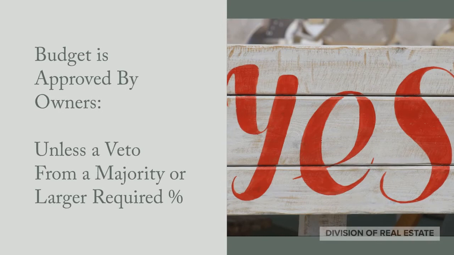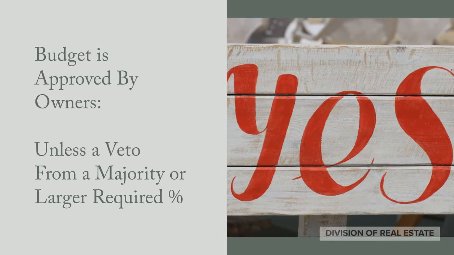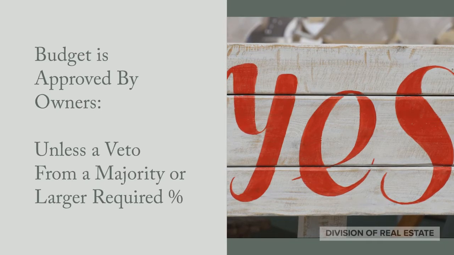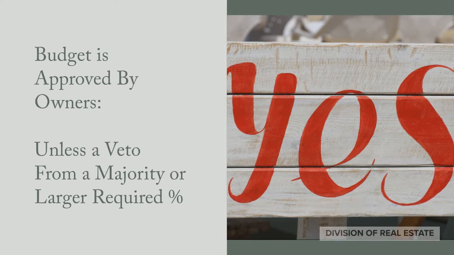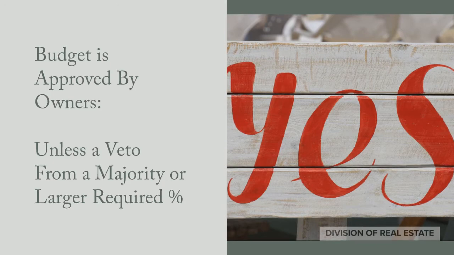Homeowner approval of the budget is not required unless the association's declaration requires affirmative approval of a certain percentage of homeowners in the association. The budget will be deemed approved unless there is a veto of the budget from a majority of all the homeowners in the association or a larger percentage that is set forth in the association's declaration.